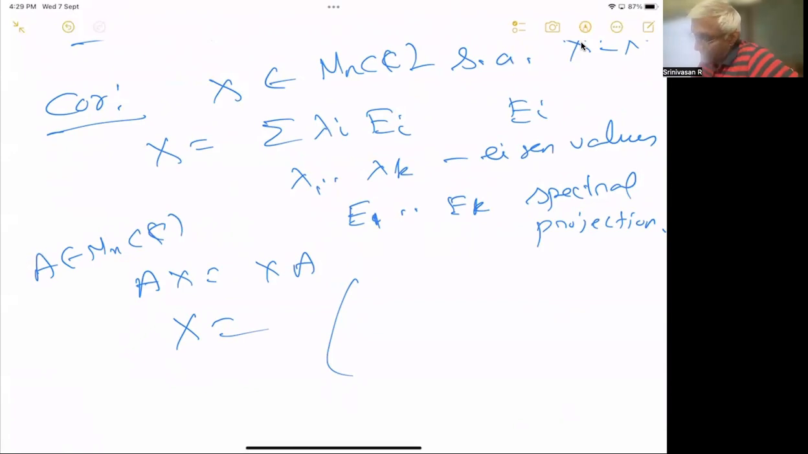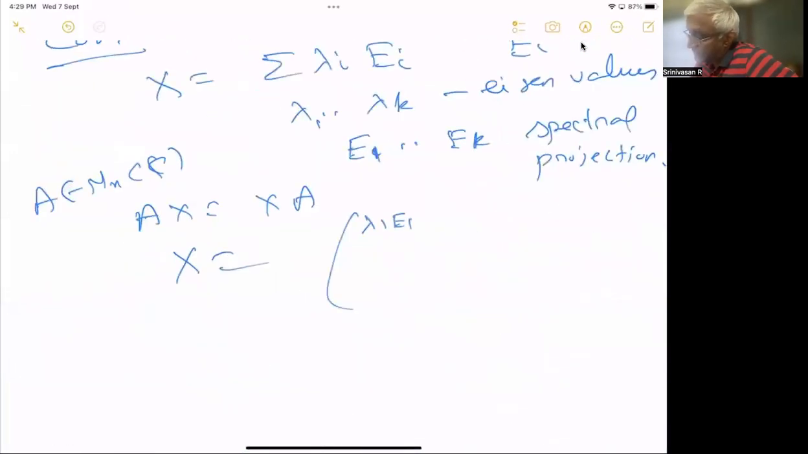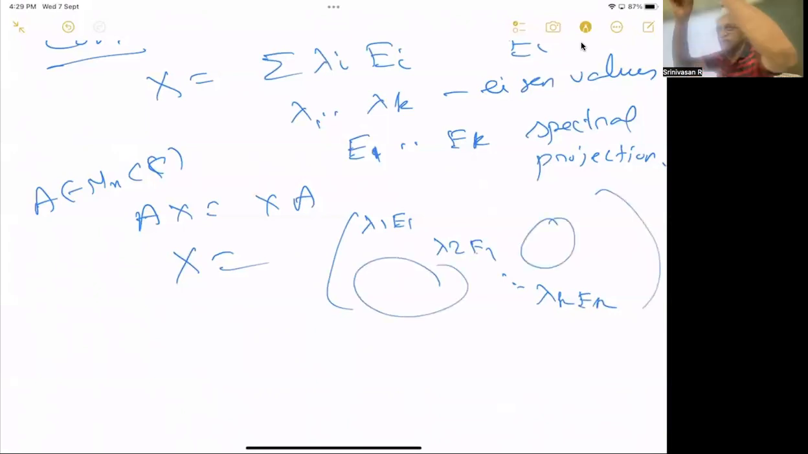How does X look? Lambda 1 times E1, which is not a single entry, it is just the projection onto that subspace. Then lambda 2 E2, up to lambda k Ek. Actually lambda 1 is repeated many times there. Now AX equal to XA means A should look like some X1.